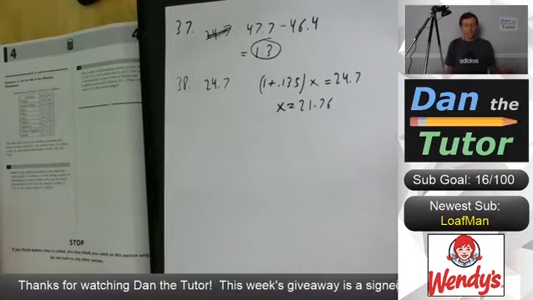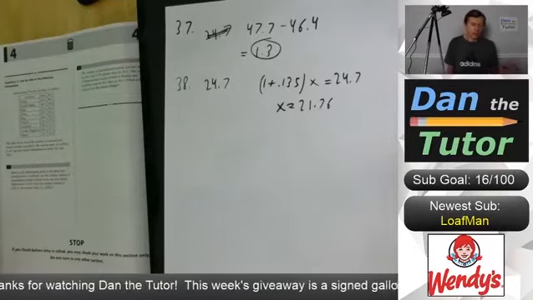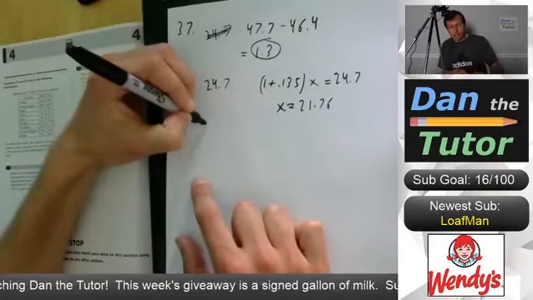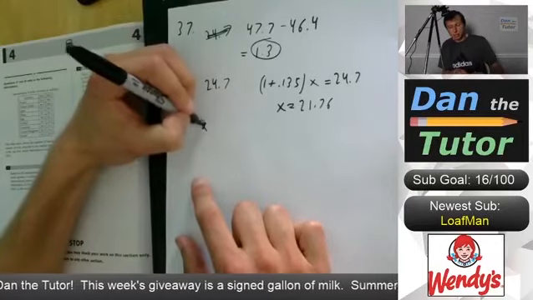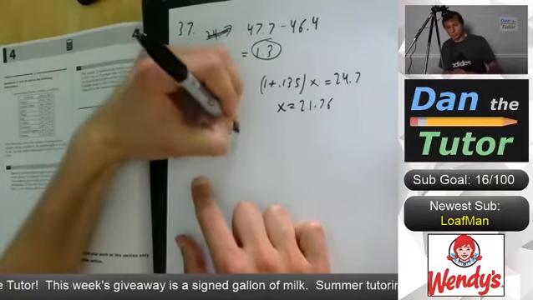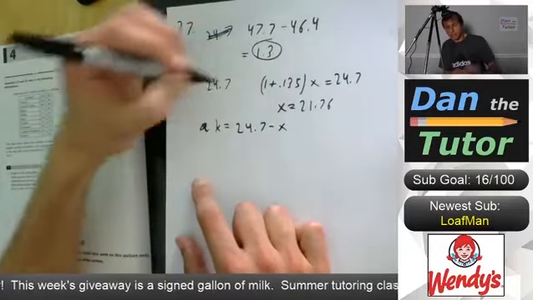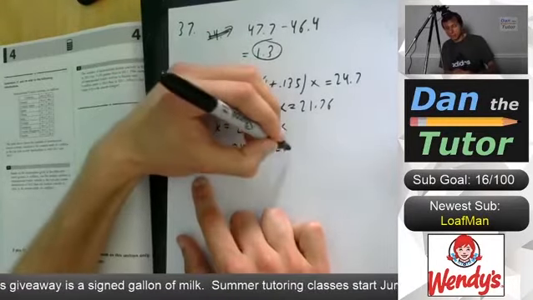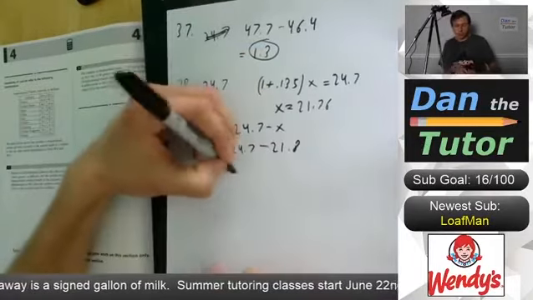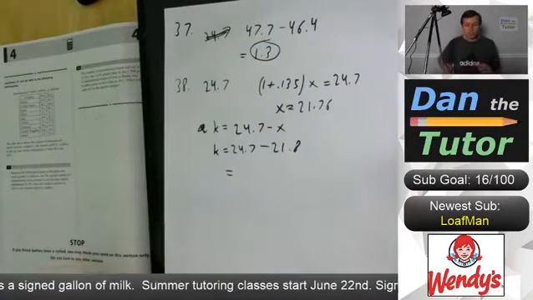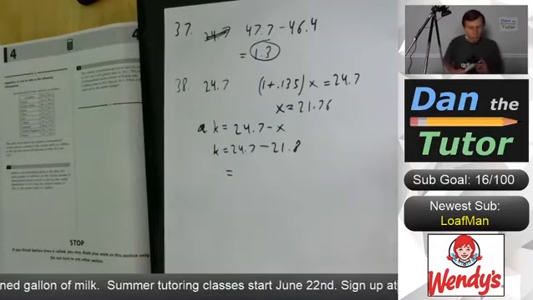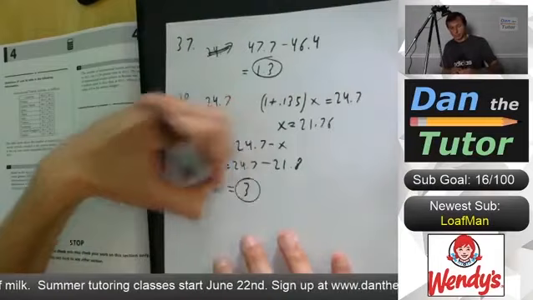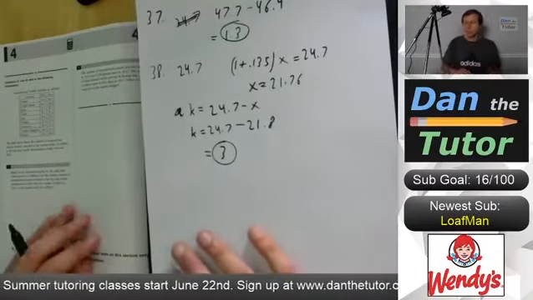But that's not what the question's asking. The question's asking what is the value of k to the nearest integer? So k is equal to 24.7 minus x. K is equal to 24.7 minus 21.8, because this is rounded to the nearest tenth. Actually, this is rounded to the nearest integer, right? Yes, and the nearest integer is just going to be 3. Okay, so that's those problems.